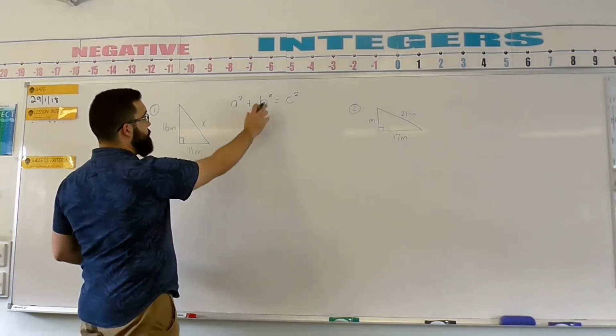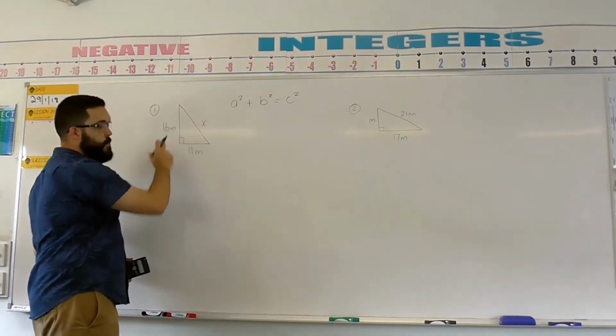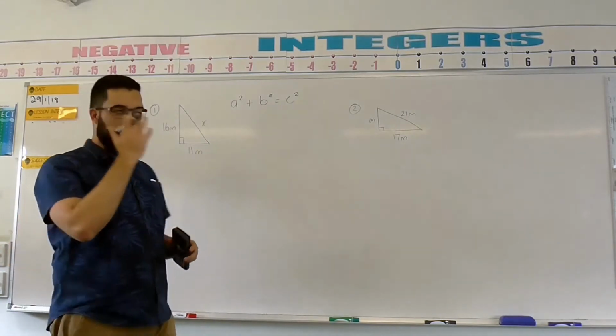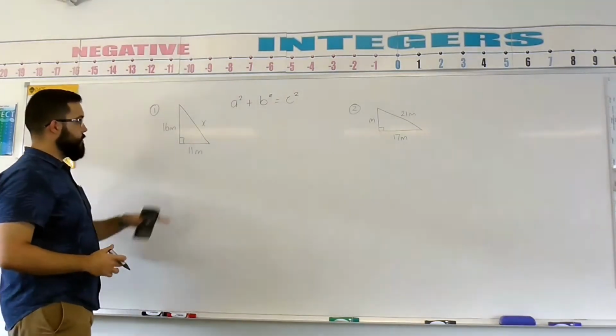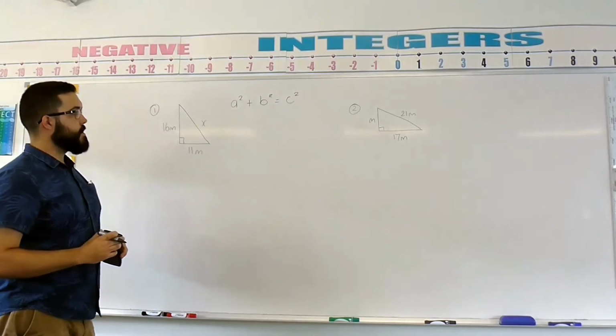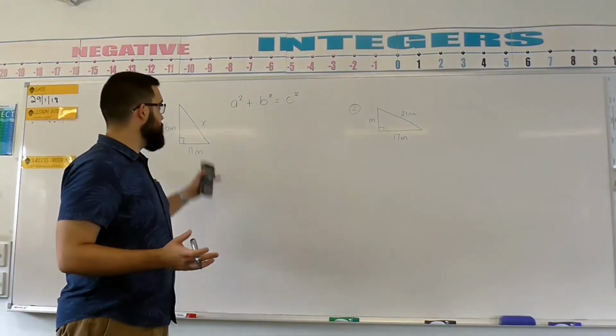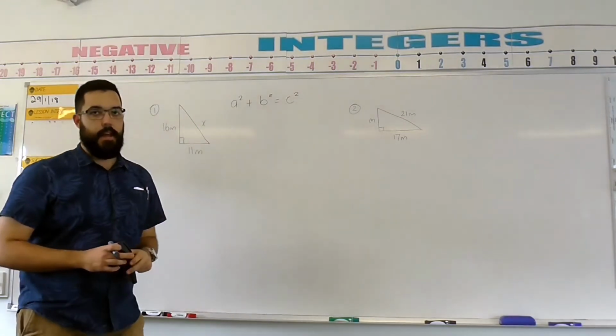Now a squared and b squared simply represent the two other sides that aren't the hypotenuse. They are somewhat interchangeable. So let's have a look at this triangle here. We want to solve for x. Now the first thing we always do is figure out where our hypotenuse is. Well, that's going to be x, okay?